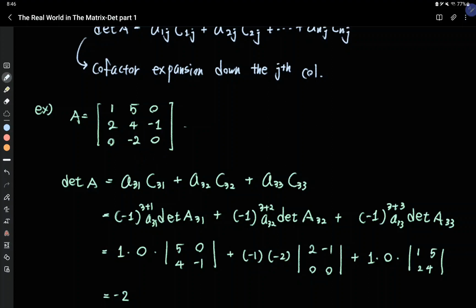Okay, so I choose A3,1 and then C3,1. You don't have to find the cofactor corresponding to A3,1 because A3,1 is 0. This one also, A3,3 is 0, so we don't have to take care of that one. So I will just find the cofactor of A3,2, which is C3,2.